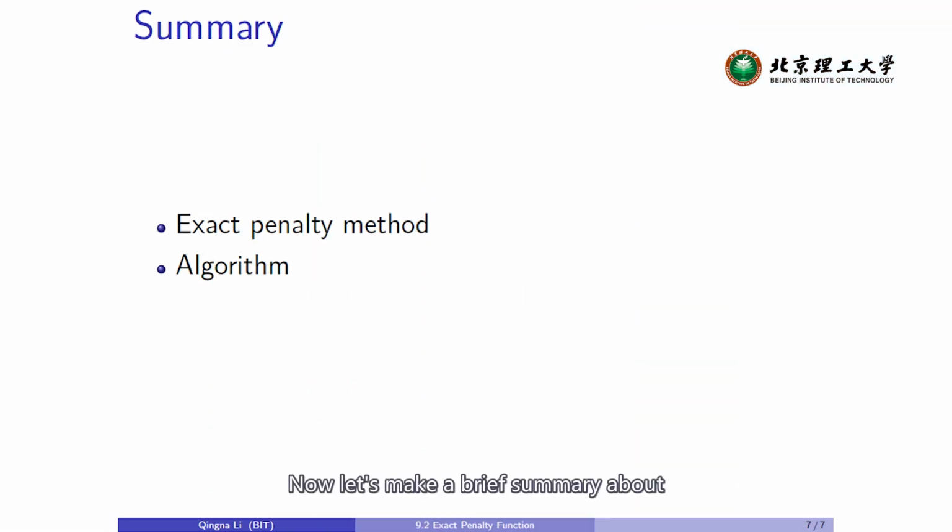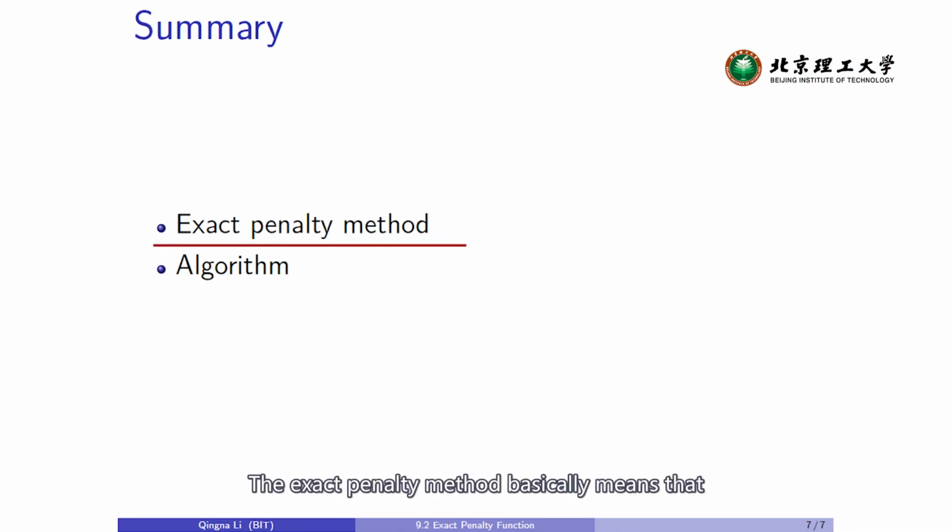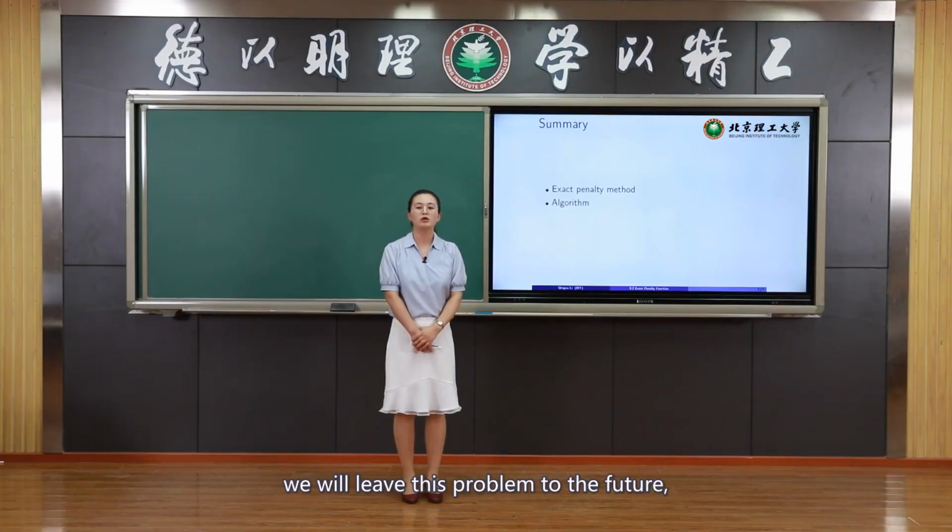Now, let's make a brief summary of the exact penalty method. The exact penalty method basically means that we take the L1 penalty function for the optimization process. There is a good property about the exact penalty function. However, when we try to solve the inner problem, we may have some difficulty because the objective function is non-smooth. Anyway, we will leave this problem to the future, where we will discuss how to solve non-smooth problems.